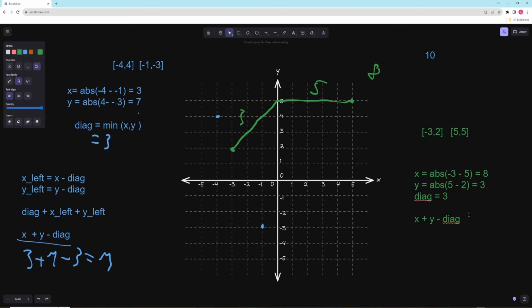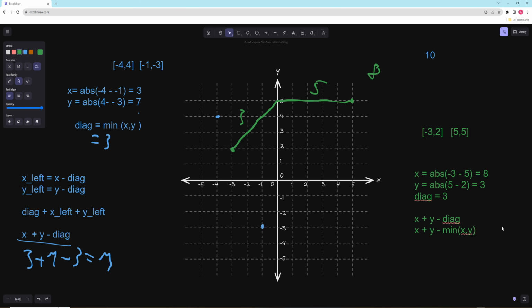So notice, by the way, we can actually simplify this further. If the diagonal is the minimum of these, we can actually just do x plus y minus the minimum of these two, and that would also solve it. So we can literally just say x distance plus y distance minus the minimum of x and y. Right? And let's see what happens here if we do that instead.